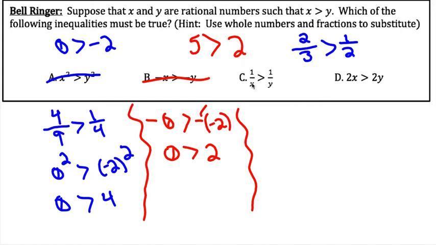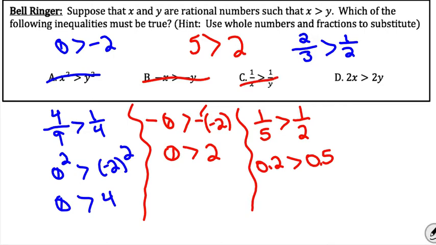But let's see what happens if we make them a fraction. So 1/5, is that greater than 1/2? Well, this is false. 1/5 is 0.2, and 1/2 is 0.5, right? So that's like 20 cents is greater than 50 cents. That's not true. So C is false. We're going to cross that one out. So by process of elimination, we know the correct answer is D.